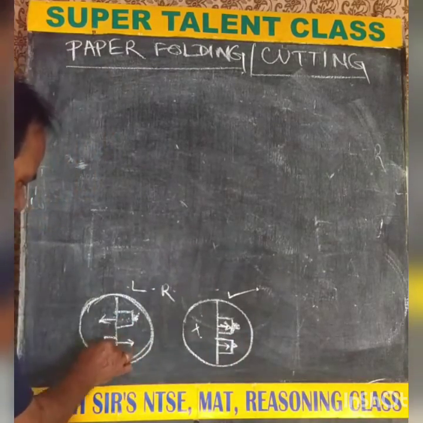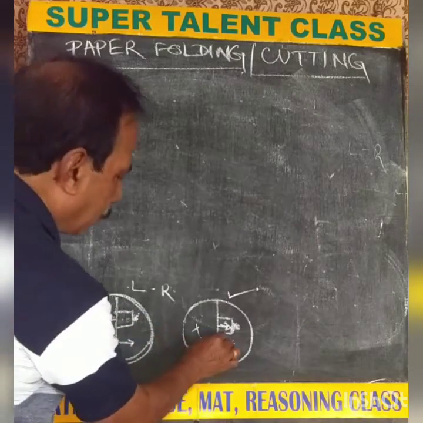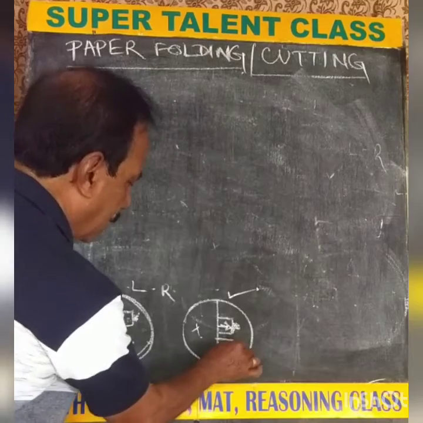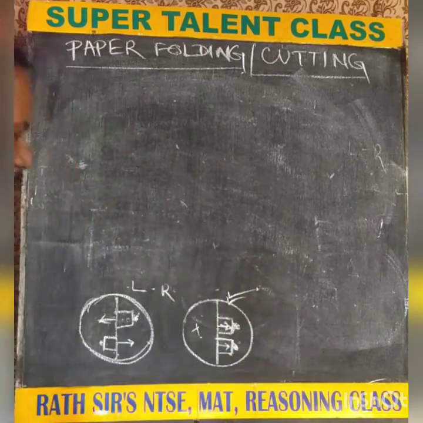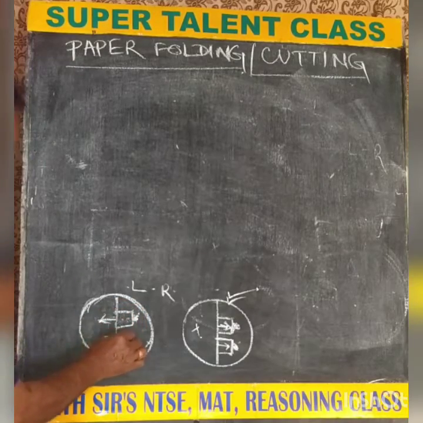And here, what happens? Arrow will come here, and this box will be overlapping this arrow. So after folding, you will get these positions. And these positions, here this to this, arrow to box.